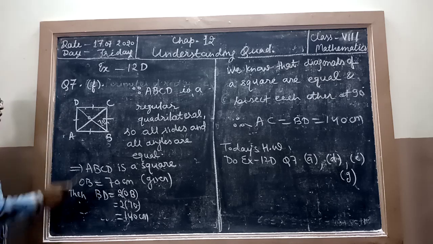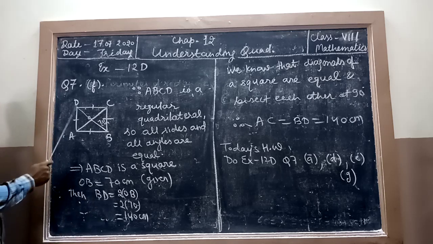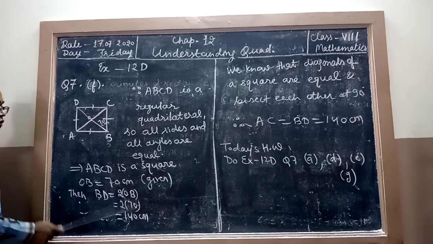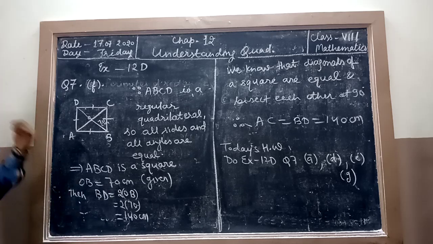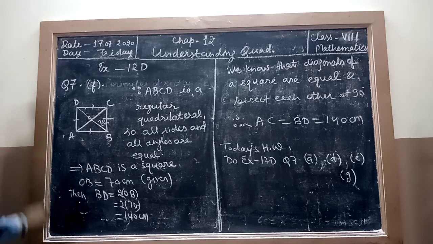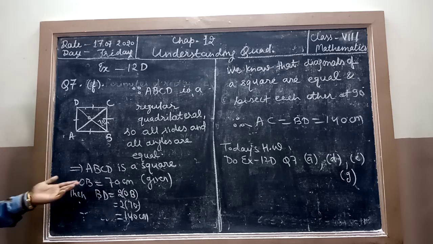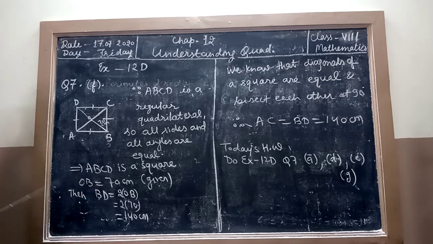Since ABCD is a square, BD is twice of OB. 2 into 70 is 140 centimeter. We know that diagonals of a square are equal and bisect each other at 90 degree. Therefore, AC equals BD equals 140 centimeter.